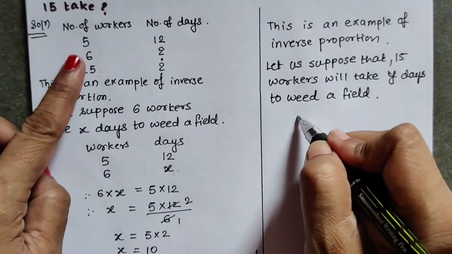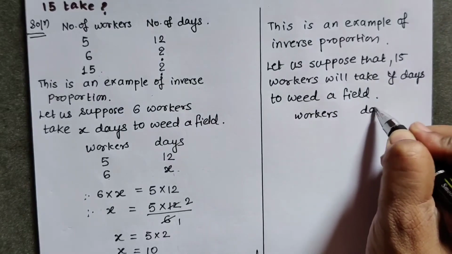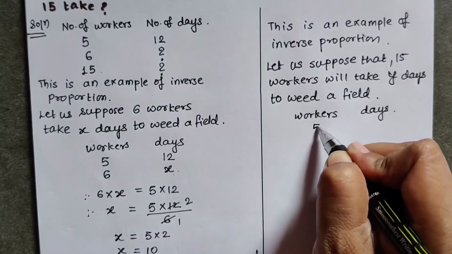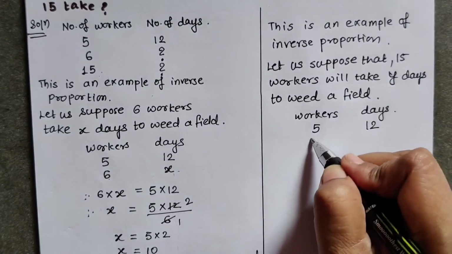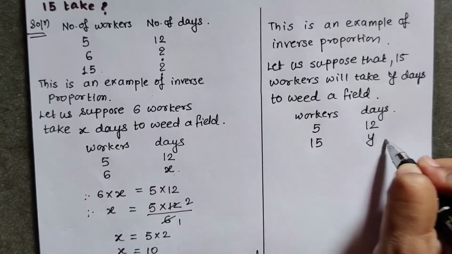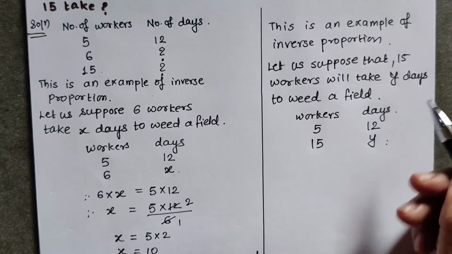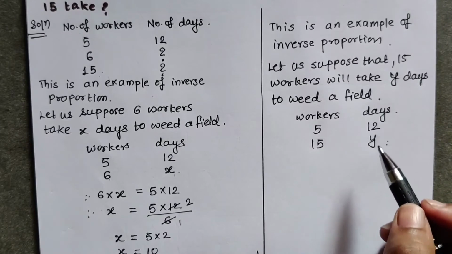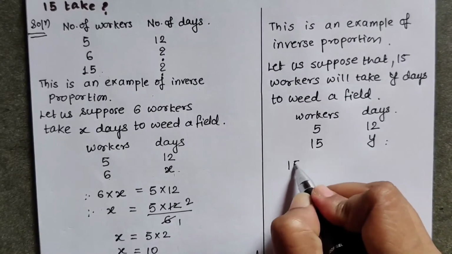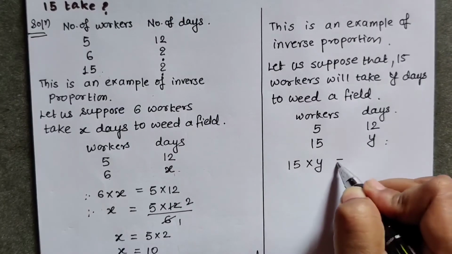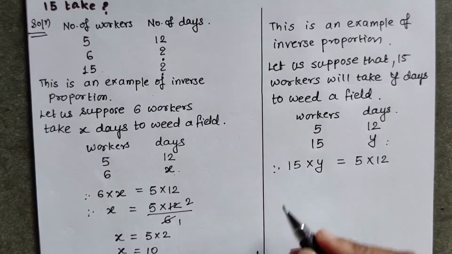So 5 workers, now I am going to write the chart again, workers and days. 5 workers take 12 days to complete the work. 15 workers take Y days to complete the work. As the workers are increasing, days will be decreasing. Now this is an example of inverse proportion, that means their product is constant. That means 15 multiplied by Y is equal to 5 multiplied by 12. Their product will be constant.